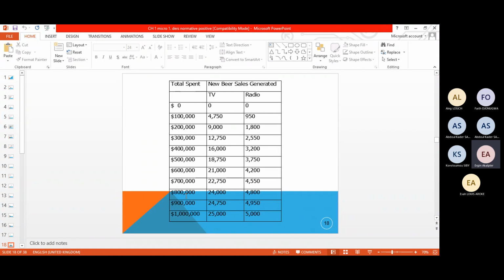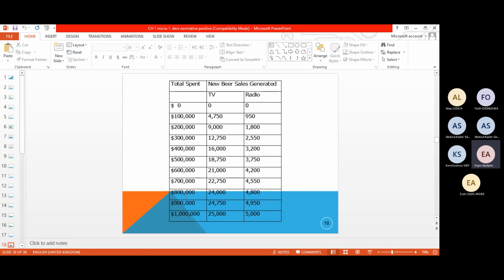As you see, as much as you are increasing, the utility function is increasing actually, but at a decreasing rate. The amount of increase diminishes as you increase the amount of money spent on this advertising.